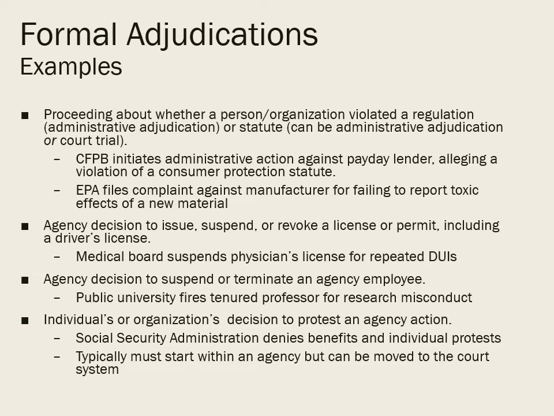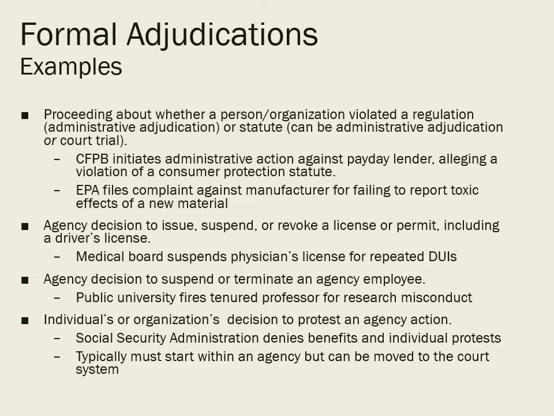The most common example is when an agency determines that a person or an organization has violated a regulation, or an agency alleges they have violated a regulation, in which case the agency can require an adjudication. So basically, the agency takes that person or organization to court within the agency to determine if they violated that regulation. But that court, again, is not an Article III court. It is located within the agency. So for instance, the Consumer Financial Protection Bureau can initiate an administrative enforcement action against a payday lender alleging a violation of consumer protection law, and then that would move on to a formal adjudication.